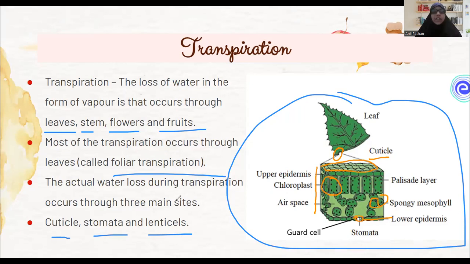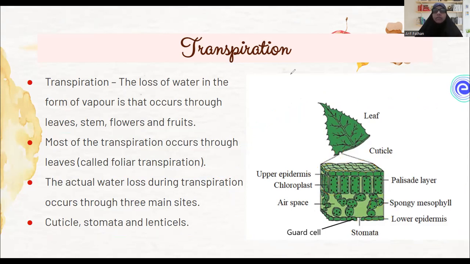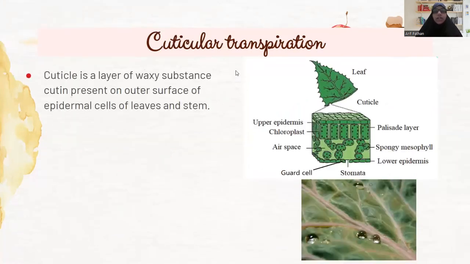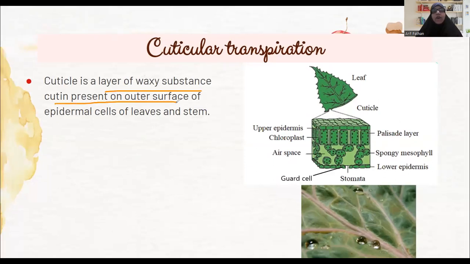Okay, so first we'll do the cuticle and the lenticels. So the first type of water loss is because of the cuticle. What is cuticle? The layer of waxy substance which is present on the outer surface of the epidermal cells of the leaves and the stem. So this is the outermost layer. Let's say you have the epidermis and you have a waxy coating on it. This waxy coating is known as cuticle.